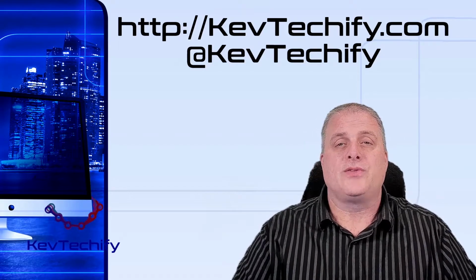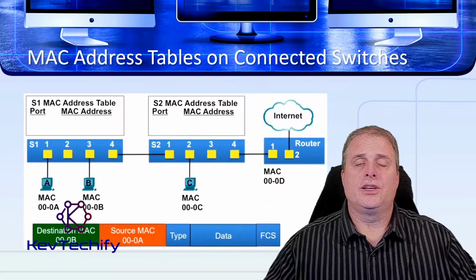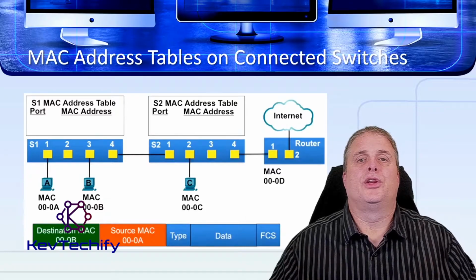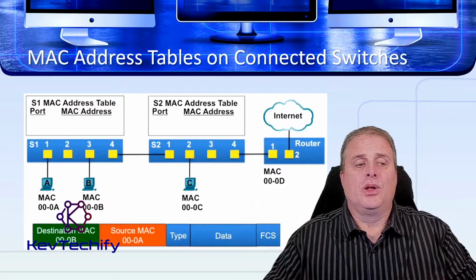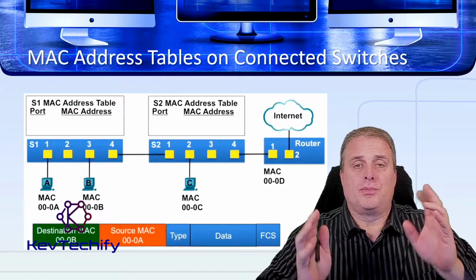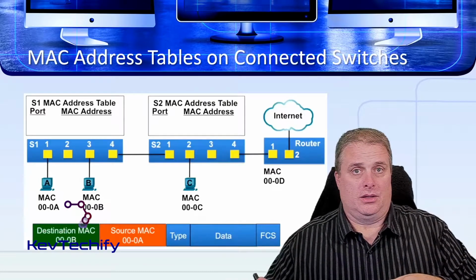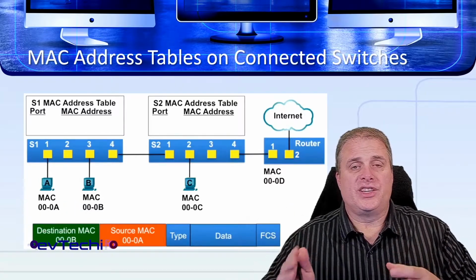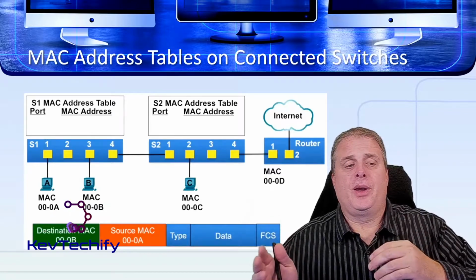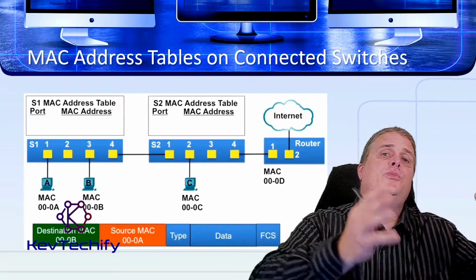Let's look at an example on how switches build their MAC tables. In this example, we're going to send a piece of information from PCA to PCB. After we receive it, then we'll send a piece of information back from PCB to PCA.